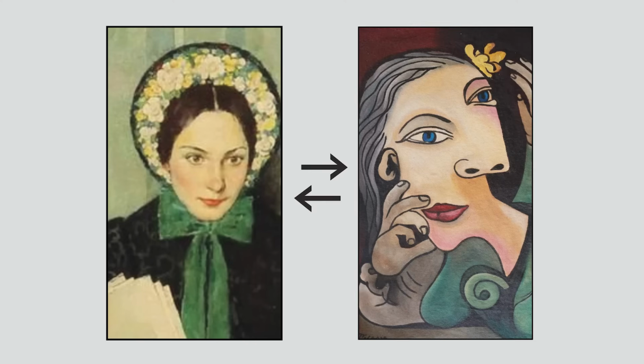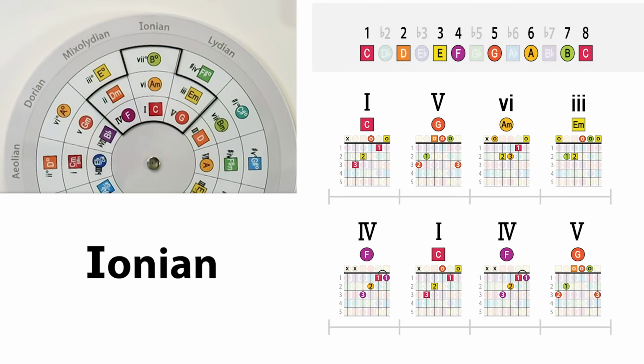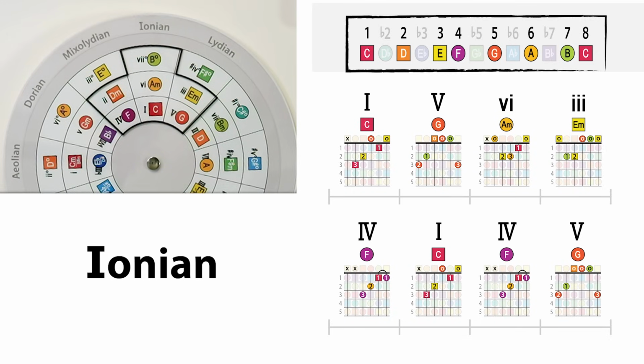As you'll see, the process is a lot like taking a painting by Norman Rockwell and then tweaking it to come up with something similar but new, like a Picasso. So again, to get our bearings, this is the song in its original mode, Ionian.